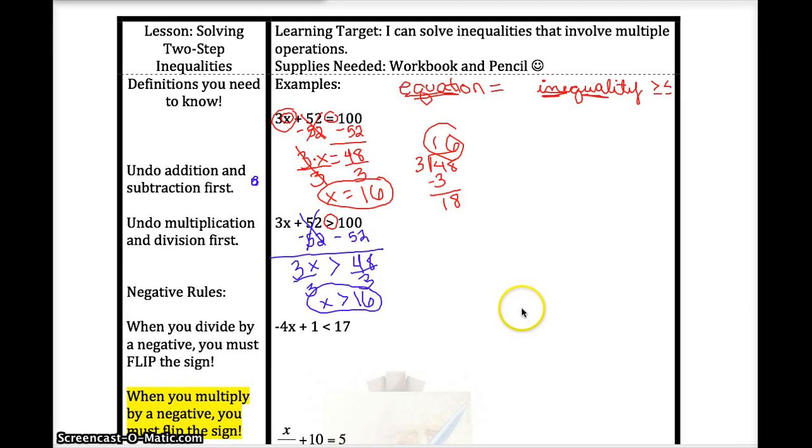All right, so I just wanted you to see that between the first one and the second one, we do the same exact steps. We just have a different symbol in the middle of our numbers. Instead of an equal sign, we have some sort of inequality sign.